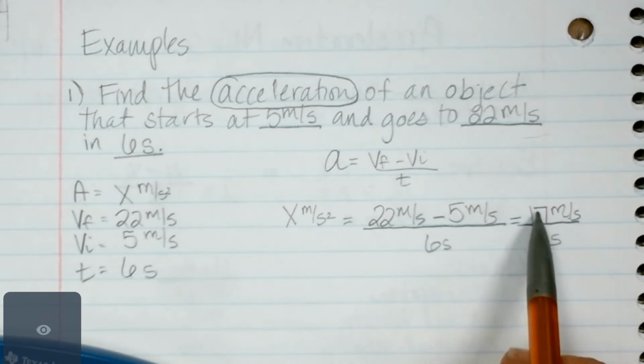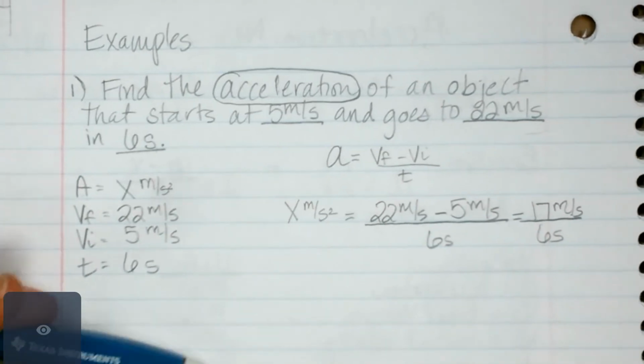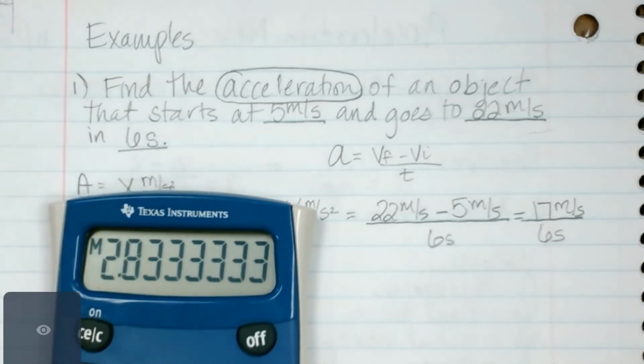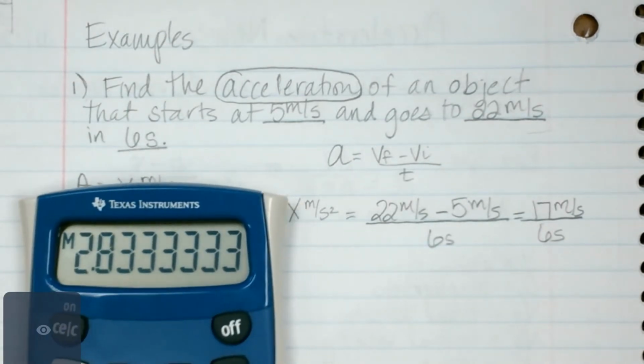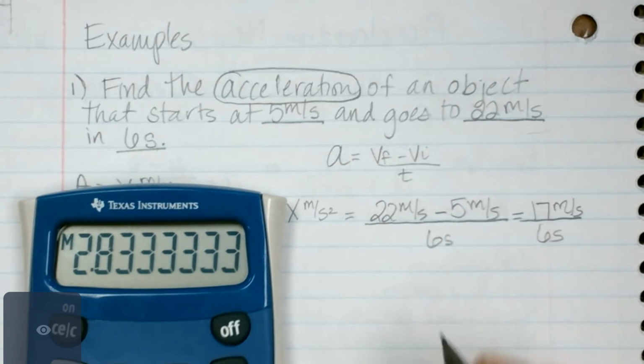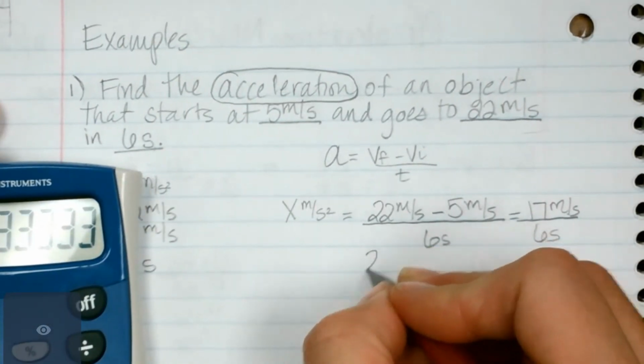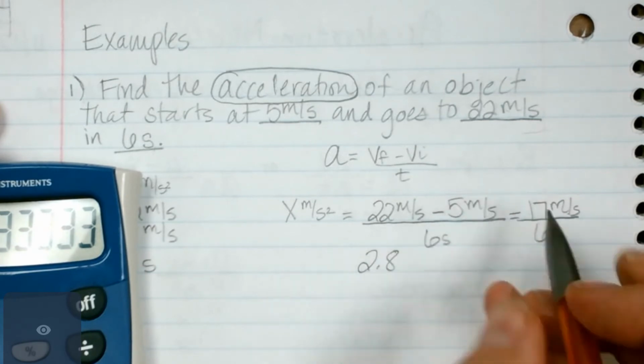Now I'm ready to divide. 17 divided by 6. So this is where I'll plug it into my calculator. And I get 2.8 with the 3 repeating. So I'm just going to round it off and leave it at 2.8. And so my answer is going to be 2.8.